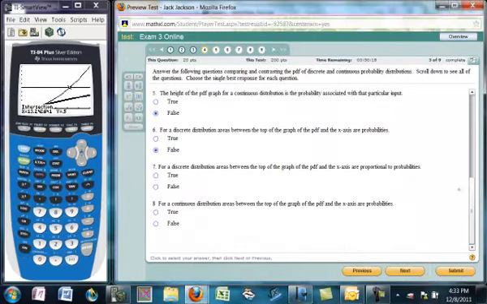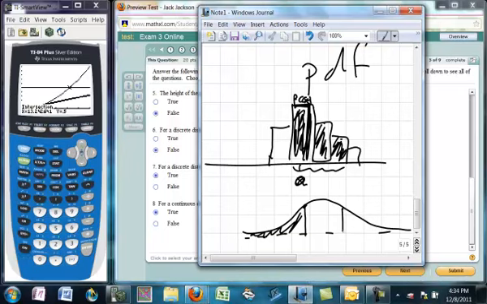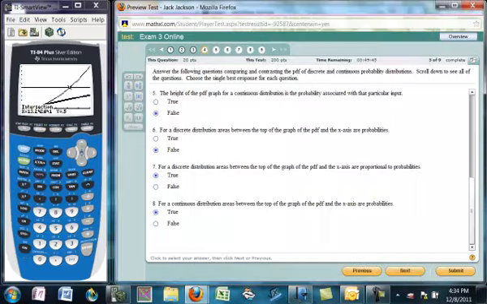For a discrete distribution, areas between the top of the graph and the x-axis are proportional to probabilities. That is true. They're proportional to it. For a continuous distribution, areas between the top of the graph and the x-axis are probabilities. That is true. On a graph like this, areas that you might see here are probabilities. So that's A and B. For the probability that x is between A and B, it's going to be some kind of shaded area like that.